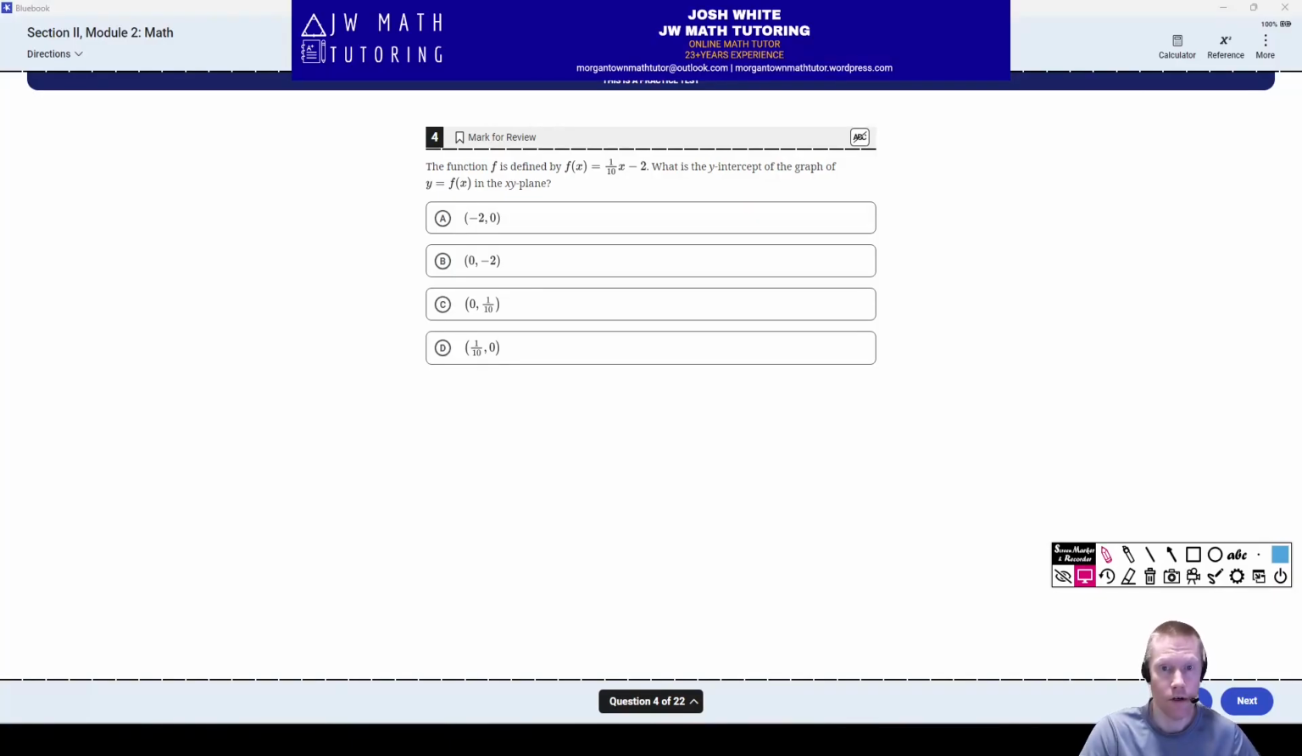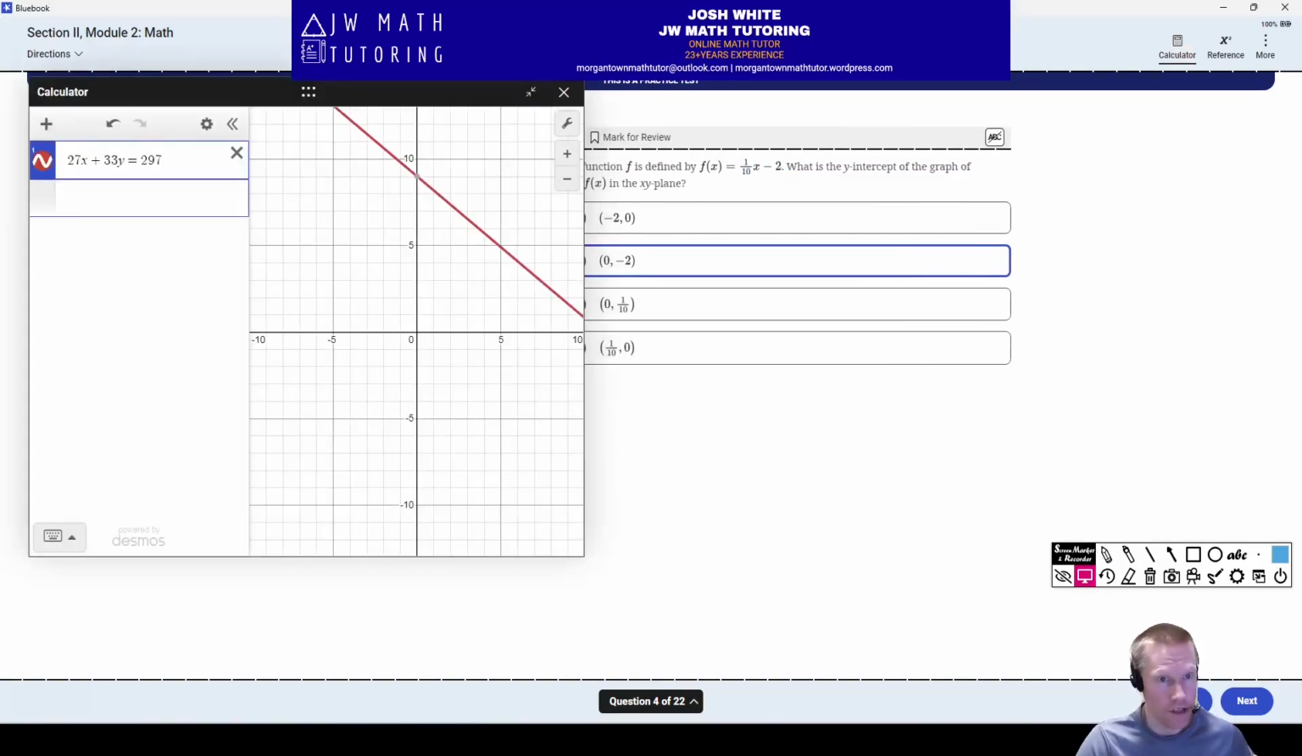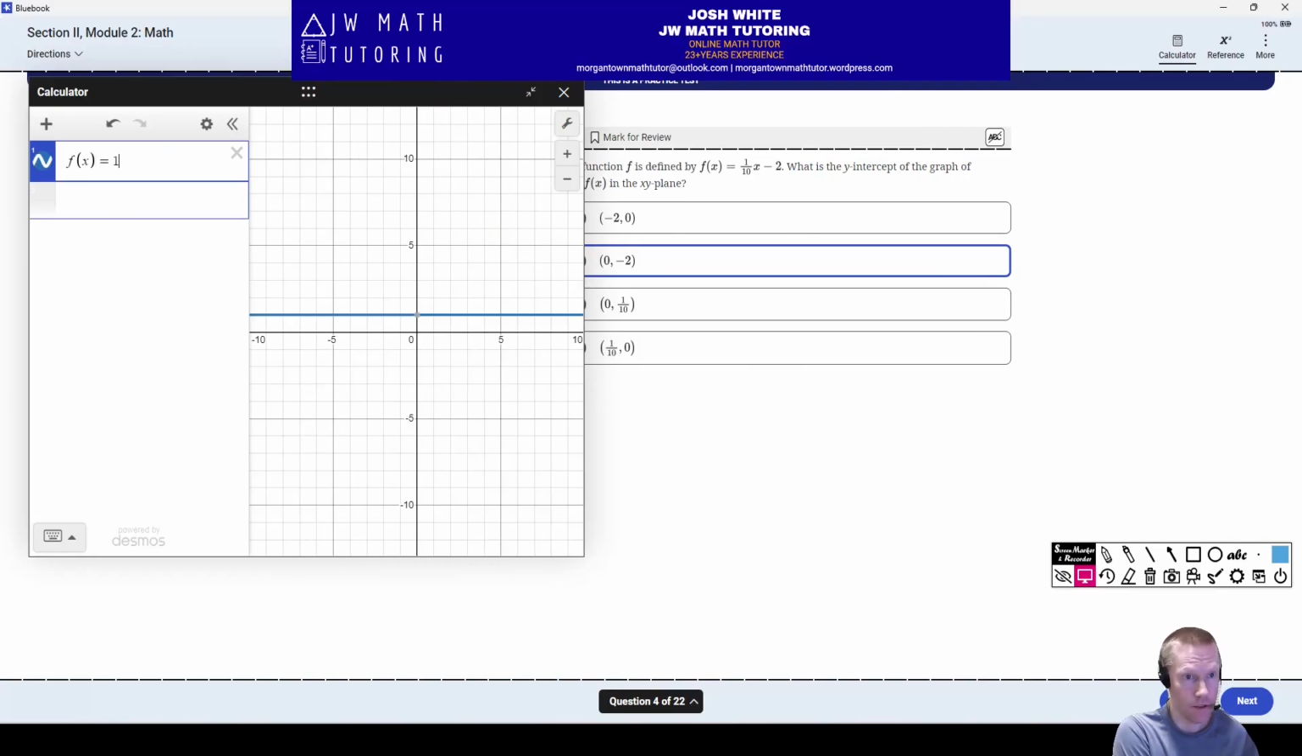Next up, question number 4, they give you this function and they want to know what the y-intercept is. All we have to do is notice this is already in y equals mx plus b, or slope-intercept form. So right here, -2 is going to be equal to b, or the y-intercept value. So the correct answer for this is just going to be letter B. Now, of course, if you didn't notice that, you could just go to Desmos and graph it out.